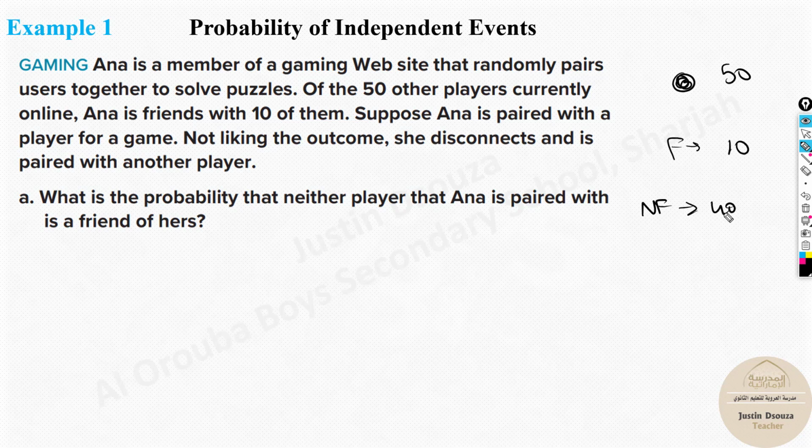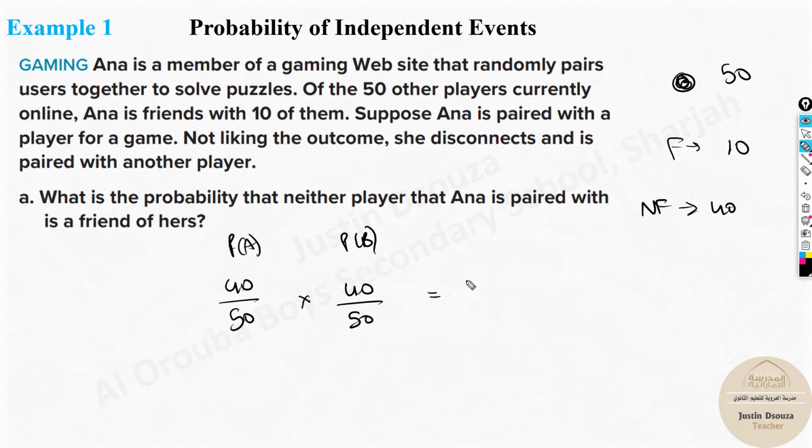Out of 50, 40 are not friends. So this is the thing. The first time she joins, there is a 40 out of 50 probability that it's not a friend. Now she disconnects and joins again. What is the probability that both times it's not a friend? The first time it is a not friend, multiplied by the probability of B, which is also not a friend. So 40 by 50, so it is P of A times P of B. That is 40 by 50 times 40 by 50.